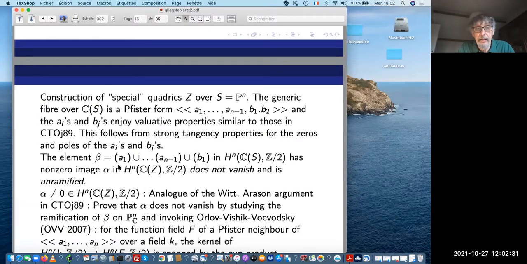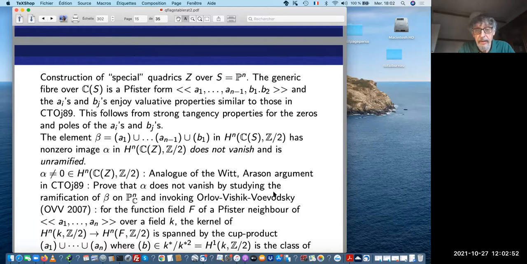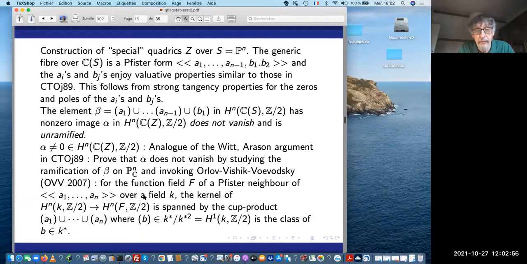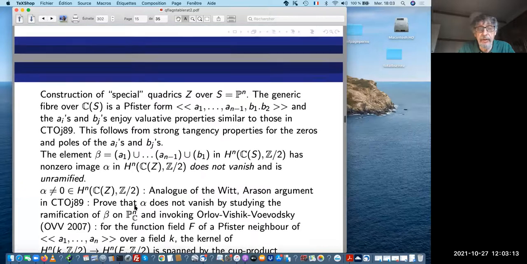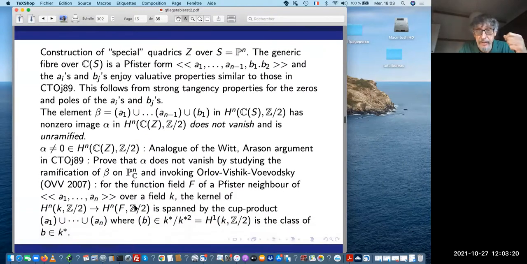And then, as in the previous papers, the element a1 cup ... cup a_{n-1} cup b1 in H^n of C(S) has non-zero image. Well, a non-zero image and is unramified. The fact that it's non-zero in these papers uses the Orlov-Vishik-Voevodsky result. Namely, for the function field F of a Pfister neighbor of a1, ..., an over a field K, the kernel of H^n(K, Z/2) to H^n(F, Z/2) is spanned by the cup product a1 cup ... cup an cup (b), where I denote by (b) the class of an element b in K star mod K star squared. So the fact that we know the exact kernel is used in the first paper of Schreieder, to use Orlov-Vishik-Voevodsky and guarantee that the cohomology class is non-zero upstairs.